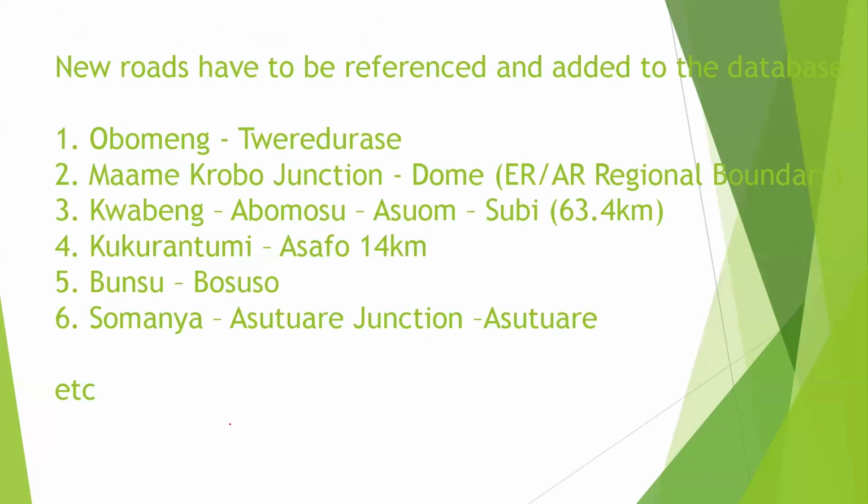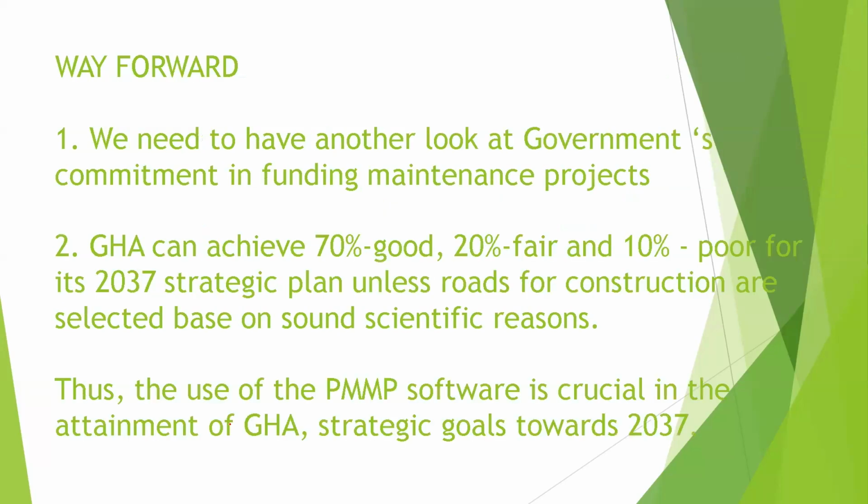Then feeder roads also gave us some roads that were moved from feeder roads to highways. We have taken them into our network, and we also need to give them numbering in the network. Now, the way forward is that we need to have another look at government's commitment to funding of maintenance projects. What I'm saying is that we can achieve 70% good, 20% fair, and 10% poor in the Authority's strategic plan for 2037.